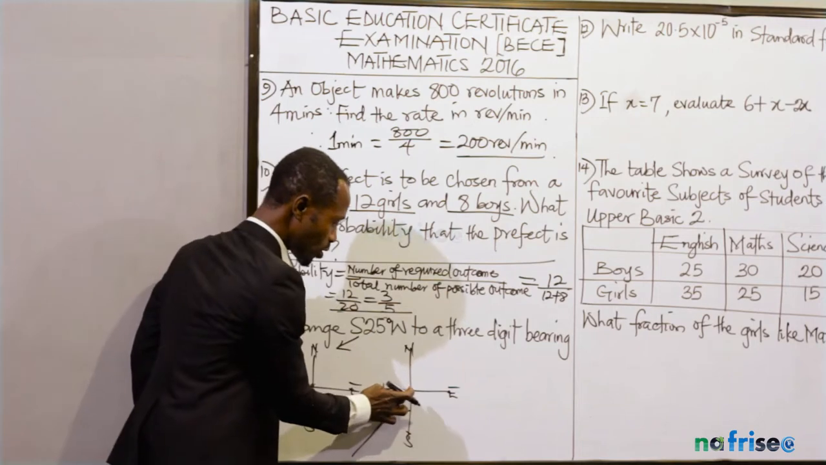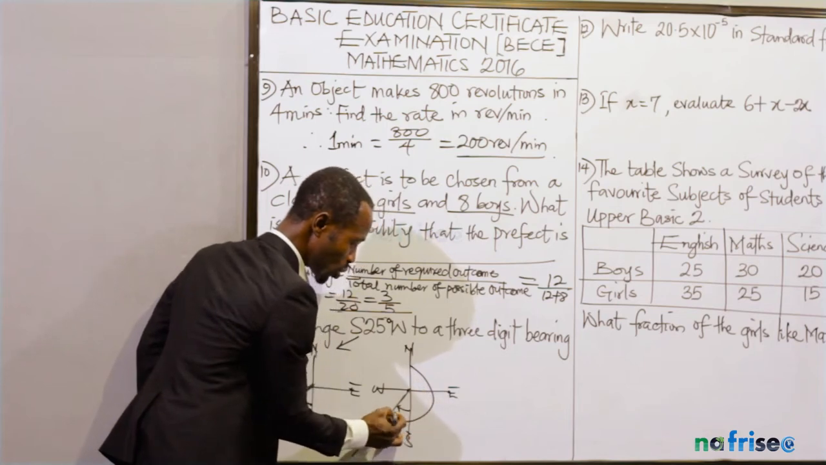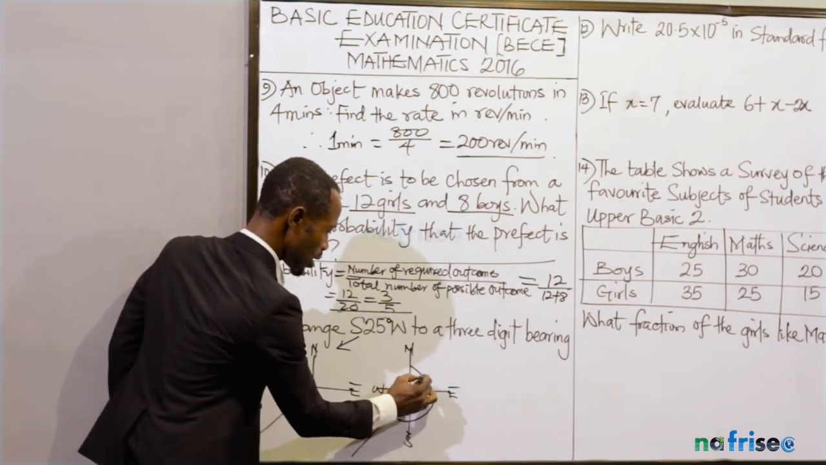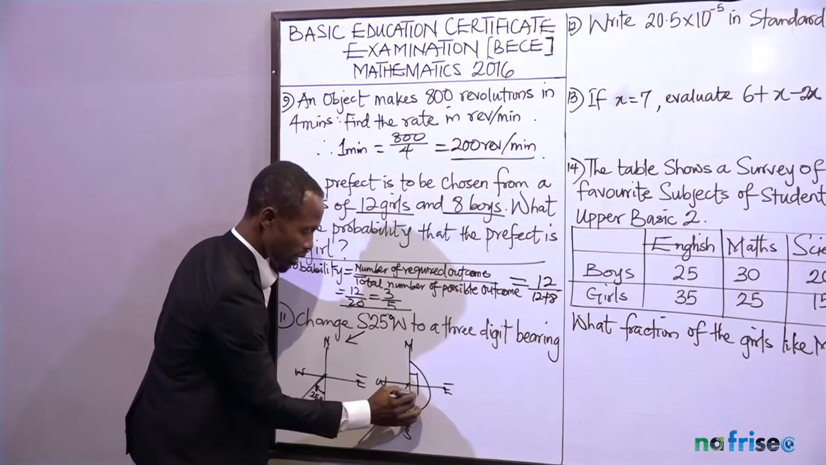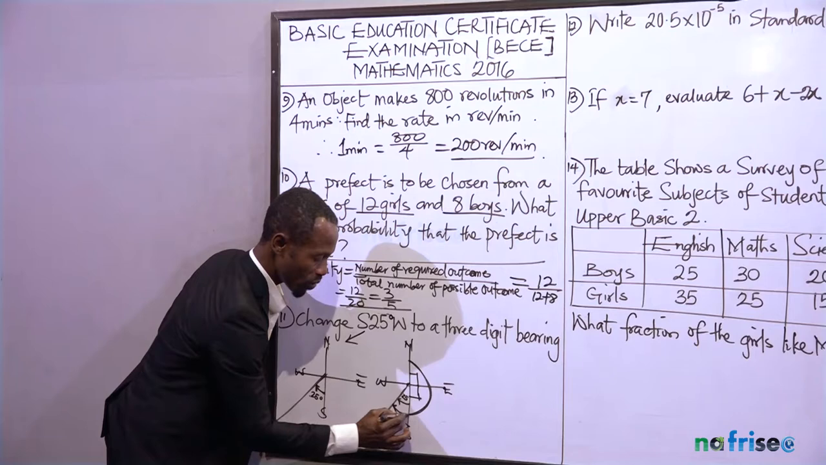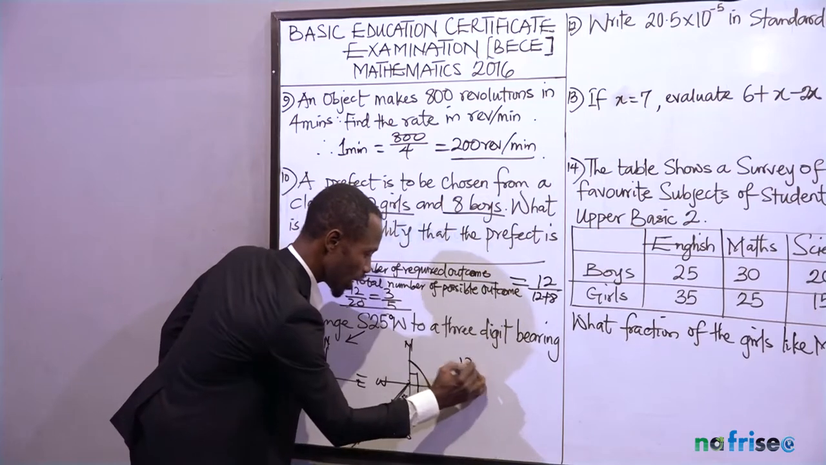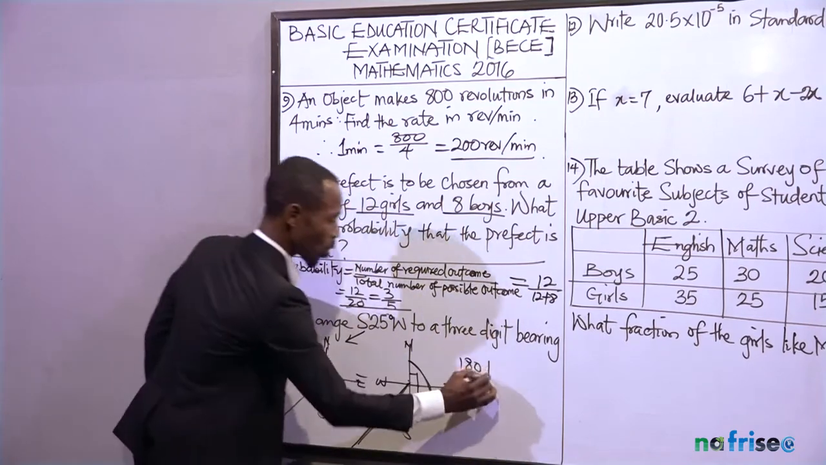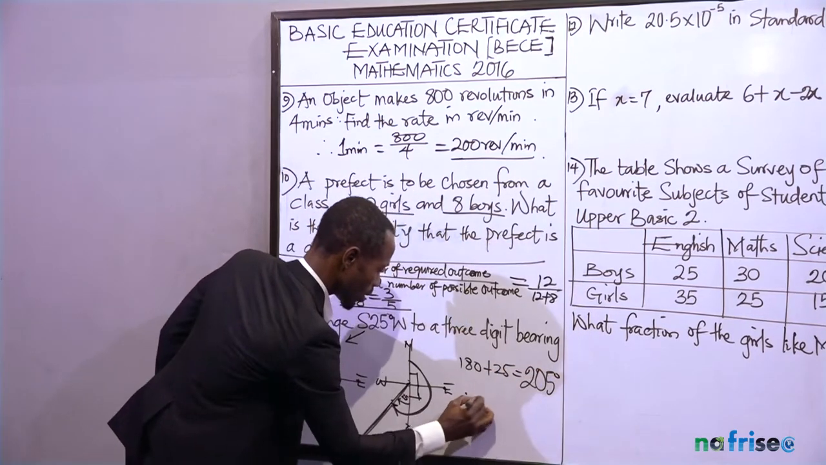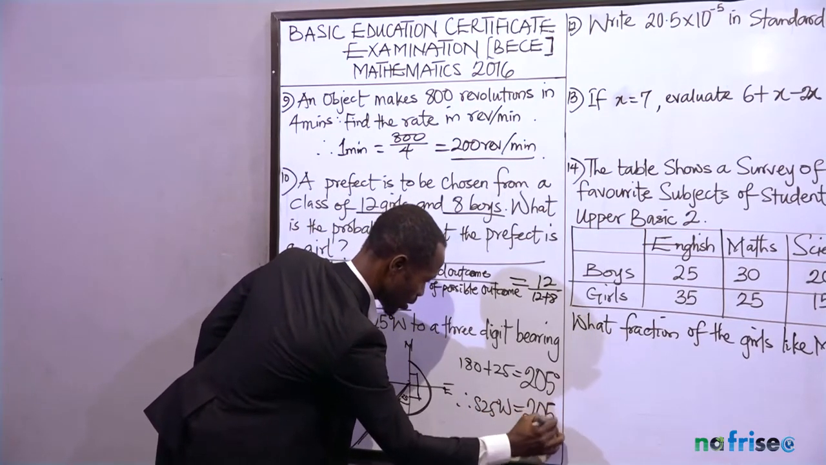But in a 3-figure bearing, you have to start from this first quadrant and move all the way to this point. And we know that this angle is already 25. In the first quadrant, this is 90. In the second quadrant, this is 90. So if you look at this clockwise movement from the first quadrant up to this line of navigation, you're going to have 180, which is 90 plus 90, plus what? 25. And the answer is what? 205 degrees. Therefore, south 25 degrees west is the same as 205 degrees in the 3-figure bearing.